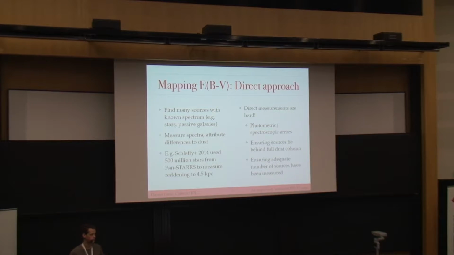However, that is quite hard to do because there are errors in the photometry and spectroscopic errors. It's not simple to model these objects and to obtain the true intrinsic colors. Also, you need to make sure for stellar data sets that the star lies behind the entire dust column. And most importantly, it's quite tough to obtain a sufficient number of samples, especially at the galactic poles, where you're conducting cosmology. So in these regions, the stellar data seem to be sparsely available.